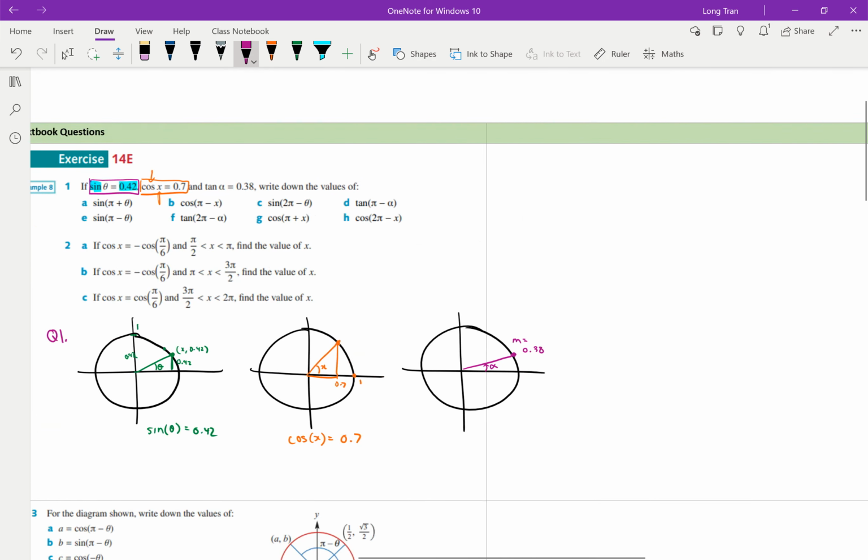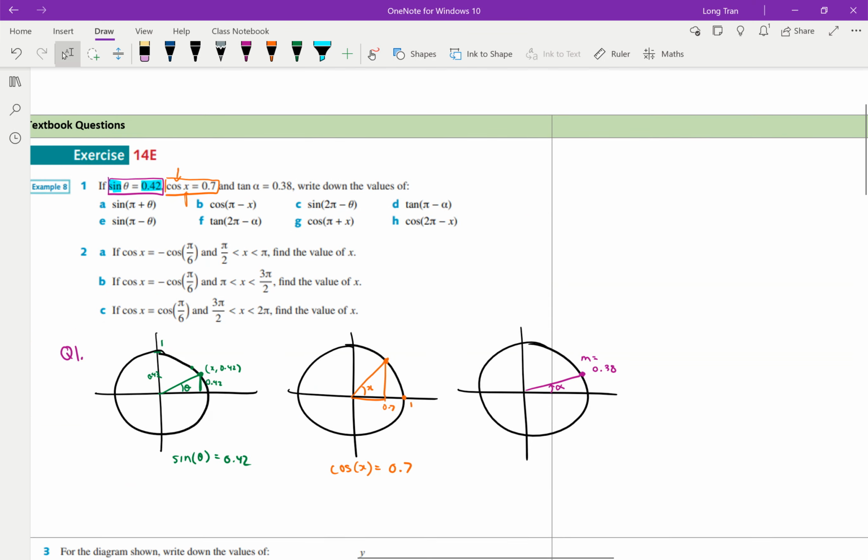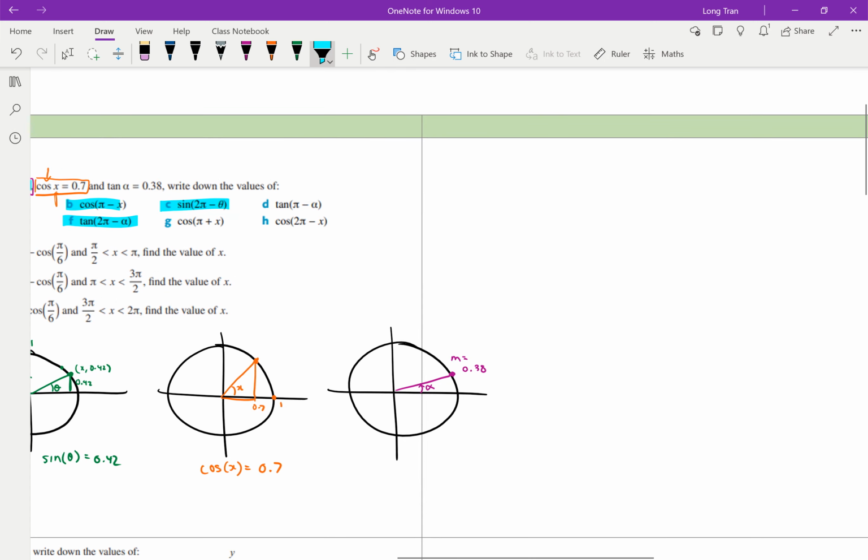Now, if we were to answer question 1, if we were just to pick 3 different ones, I'm going to do F, C, and maybe a different one. Let's do B. You're trying to find cos of pi minus x, right? Now, we're working with the x angle. So which one's the x one? It's this one. This is the diagram I'm working with. So they want me to find pi minus x.